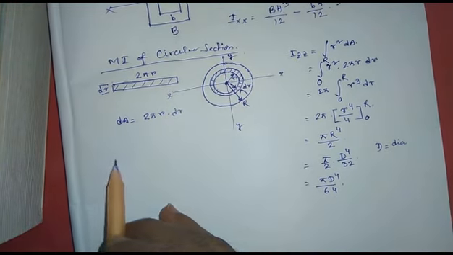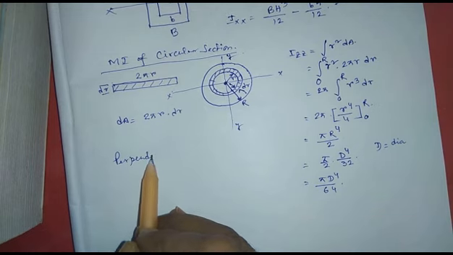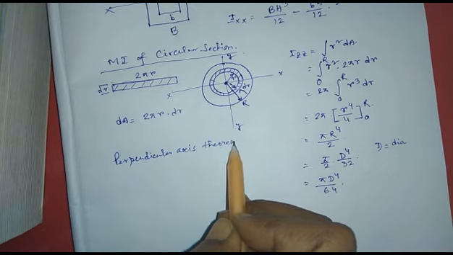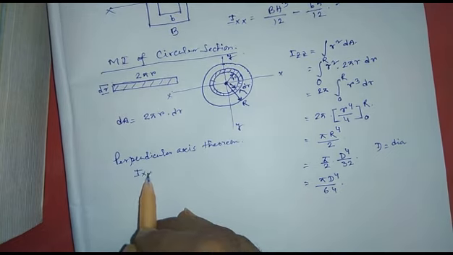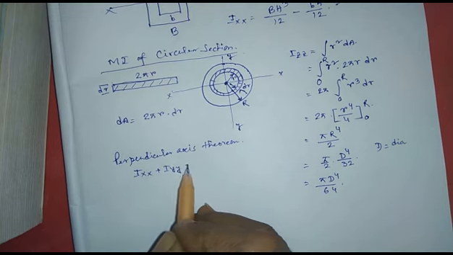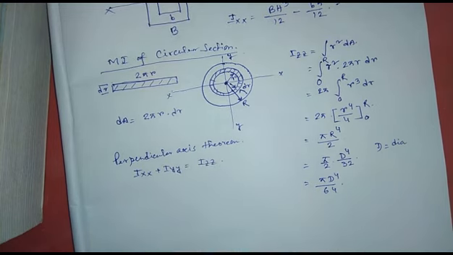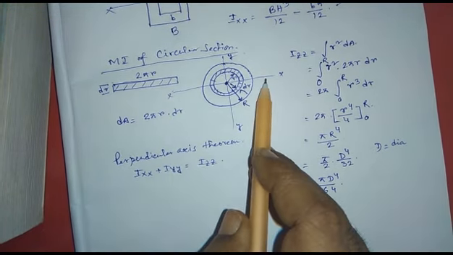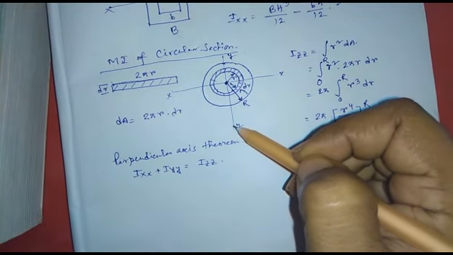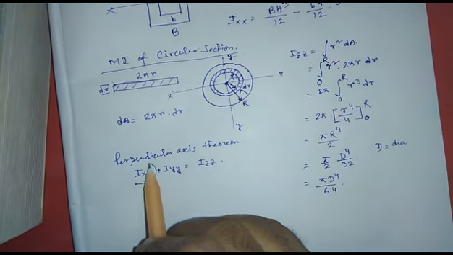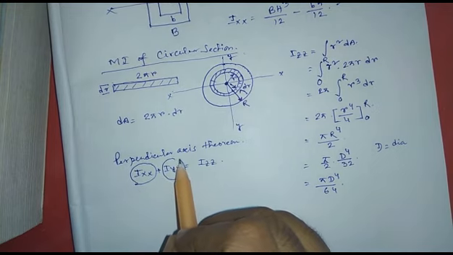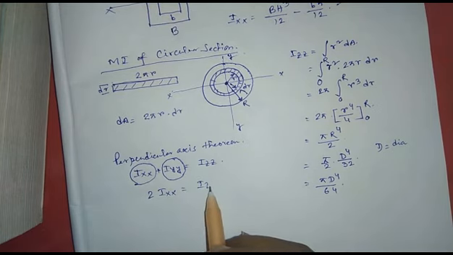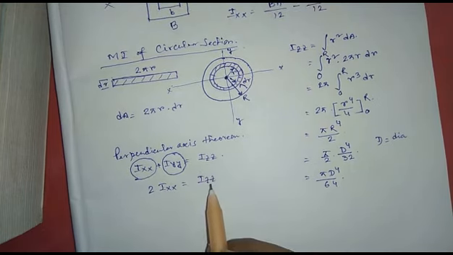But we know from the perpendicular axis theorem that the summation of these two moments of inertia is equal to this one. Now, what is the moment of inertia about this axis? It will be the same as the moment of inertia about this axis. The moment of inertia about axis x and the moment of inertia about axis y is the same. So we can write 2 Ix is equal to Izz.